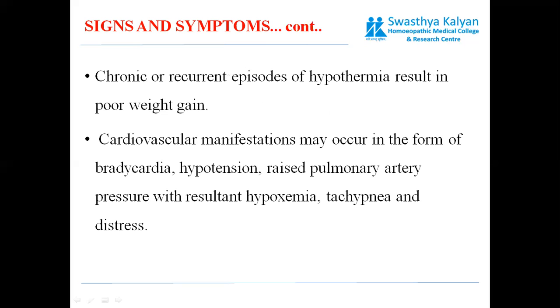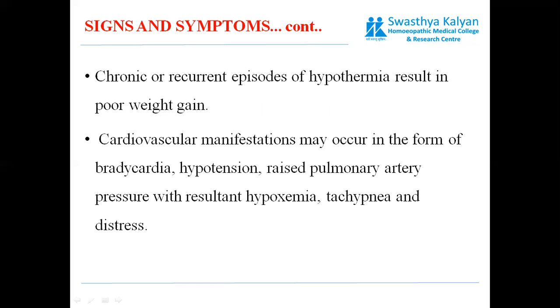Then chronic or recurrent episodes of hypothermia result in poor weight gain. The weight of the baby is very low and he cannot gain weight properly. So chronic or recurrent episodes of hypothermia result in poor weight gain.